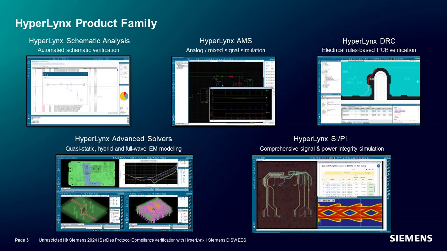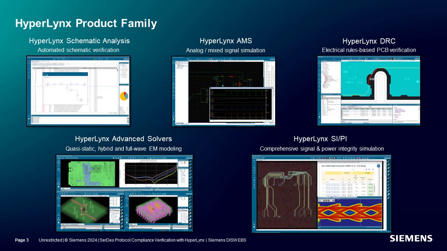You can use Hyperlinks AMS to address general purpose analog, power, and mixed signal design challenges. Hyperlinks DRC provides fast electrical rule-based design checking of PCB layouts. Hyperlinks DRC can identify layout issues in a fraction of the time that simulation requires. And screening designs with Hyperlinks DRC before investing in detailed modeling and simulation will help speed up your design cycle.